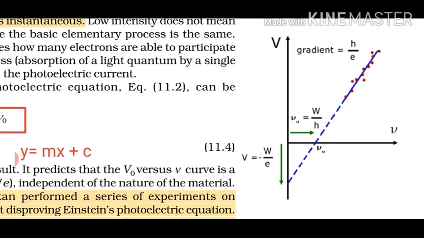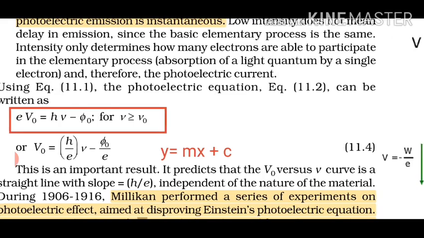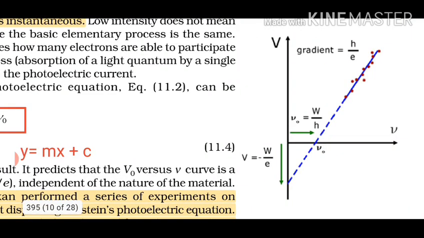And the intercept is minus W by e. This is minus of the work function, where the work function means phi naught by e. This is the intercept. We can also see it from this equation: c is minus phi naught by e, and here it is represented as minus W, so you can represent it as either phi naught or W.